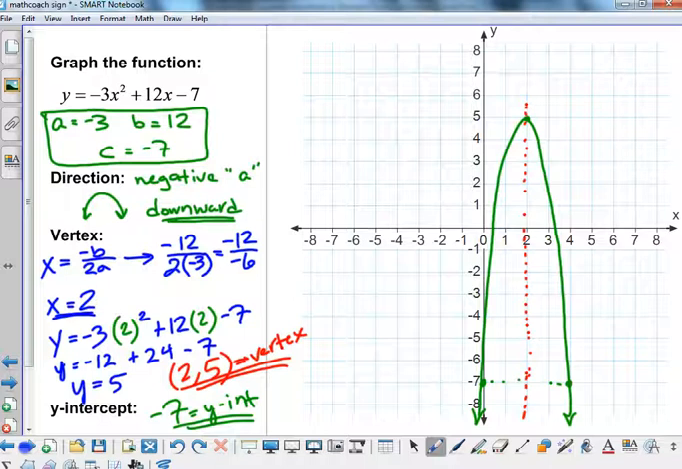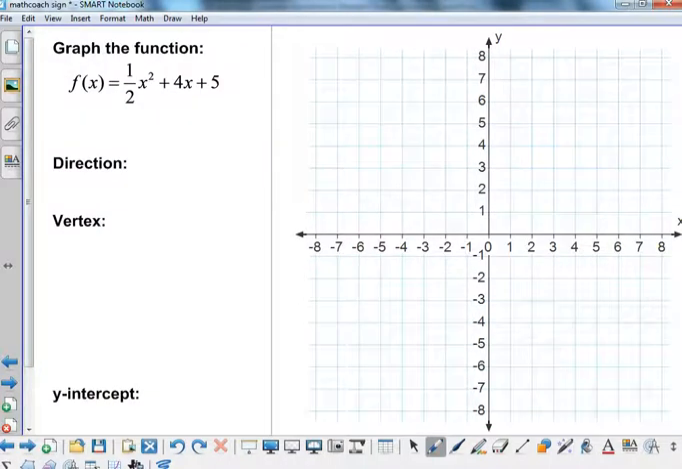Let's look at one more. I'm going to give you a little bit of time to try here. You can pause it here for a moment and try. First off, let's identify our direction, and we'll find our vertex and the y-intercept. Real quickly before we get started, I'll say A is 1/2, which might be a little interesting for some of you that don't like fractions. B is 4, and C is 5. All right, take that information real quickly and see if you can find the direction, the vertex, and the y-intercept.